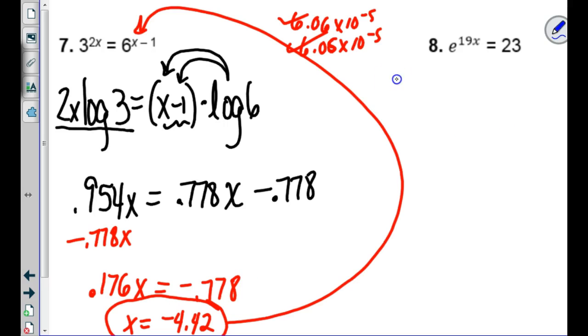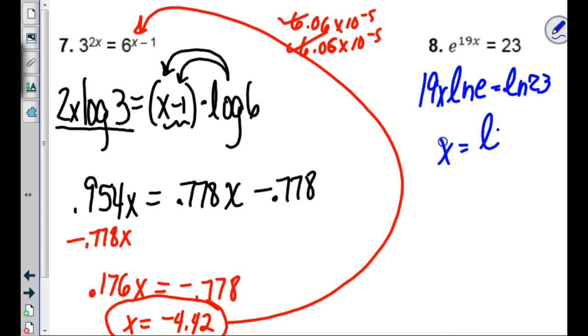All right, do I need to do 19 or you got 19? 8, number 8. It has a 19 in the problem. You'd have 19x ln of e equals ln of 23. So to get x, you would just do what? Yeah, divide by the 19 and get an answer. All right, moving on. Are we going to talk about logarithms next?